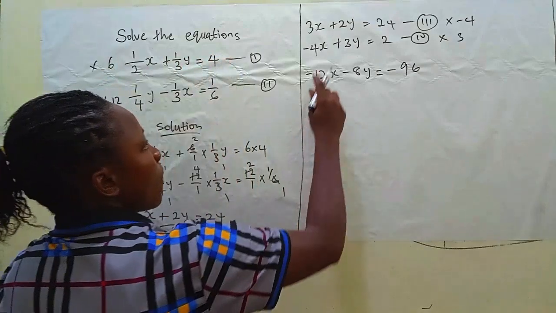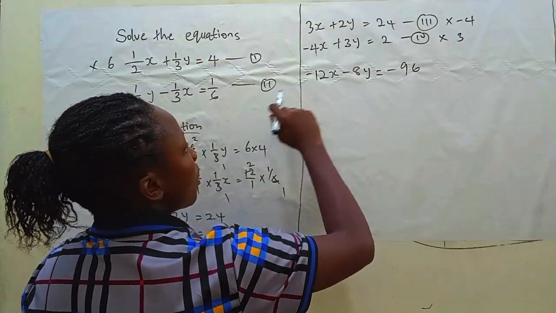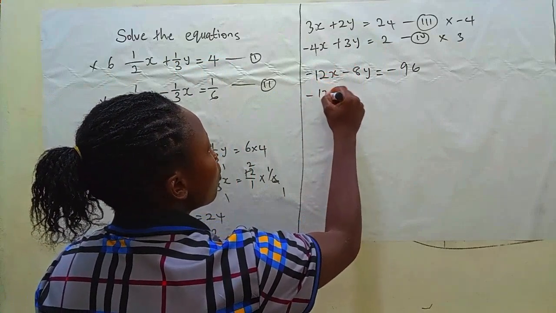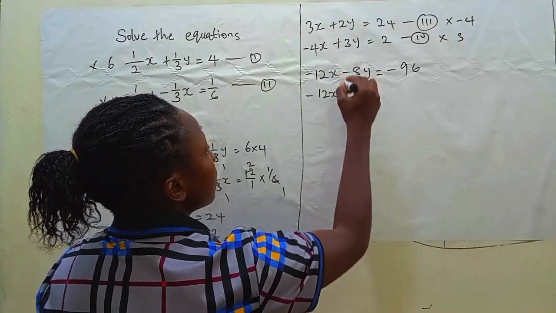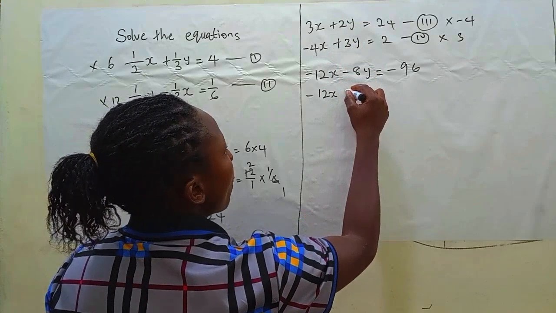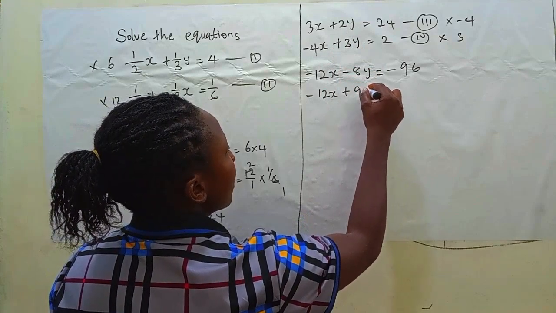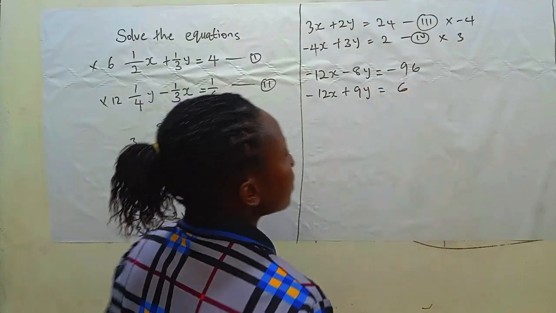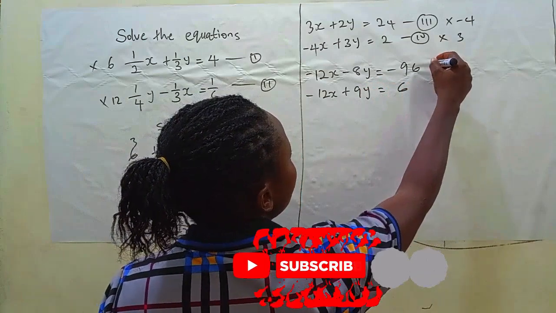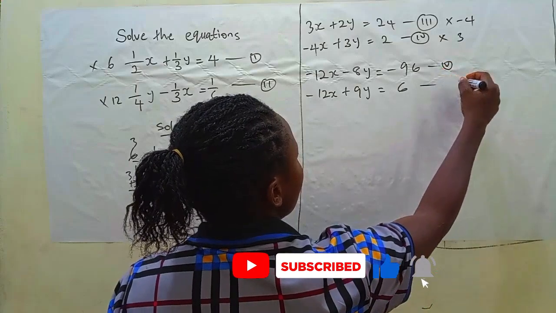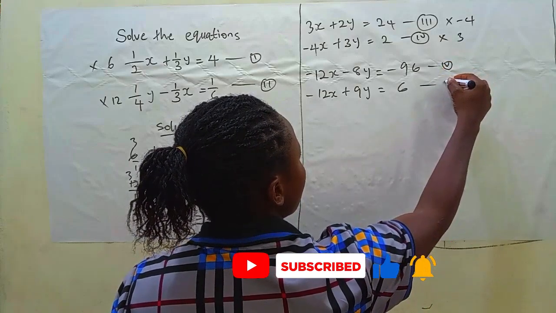Then for the other one we have minus 12x plus 9y equals 6. We can name these equation 5 and equation 6.